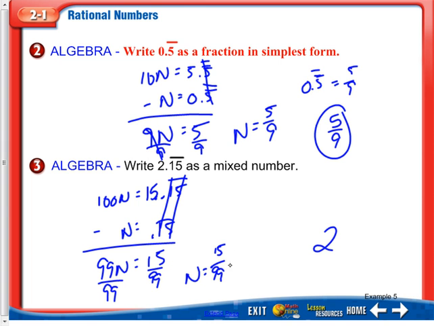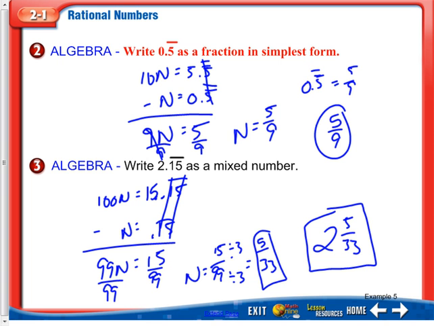Now I know just by looking at these I can divide both of these by 3 and I'm going to get 5/33. Okay, and I can't simplify that anymore, so I'm going to say 5/33. So 2 and 5/33 equal the same thing as 2.15 repeating.